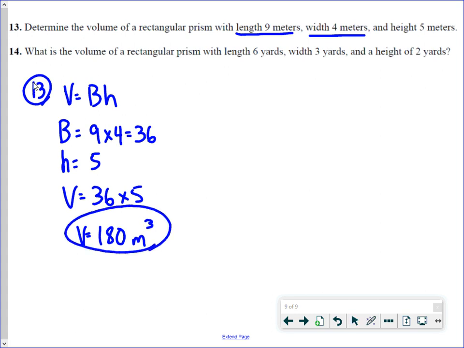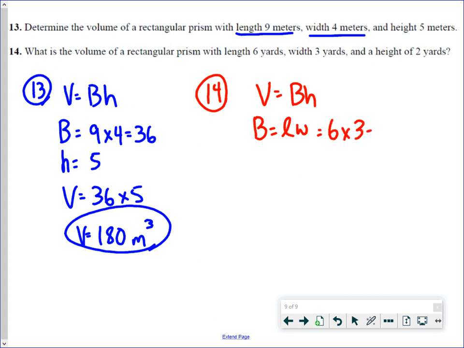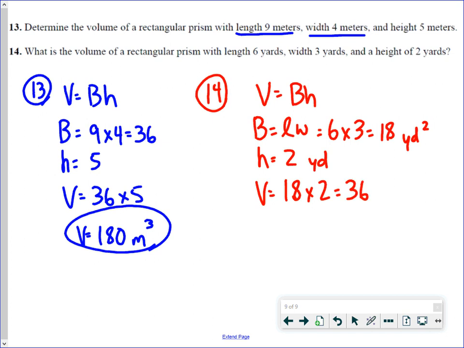All right, number 14. What is the volume of a rectangular prism with length 6, width 3, and height of 2? Same thing, base area times height. Our base area is length times width. I'll write it out just in case you forgot. There you go. So 6 times 3, which is 18. And I'll write out the units just in case you forgot that's area. And then our height is 2 yards. We're going to multiply those two together. And we get 36 yards cubed.